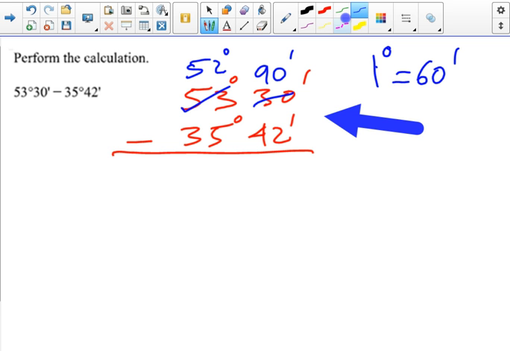Now I can subtract. So 42 from 90, let's see, up to 45 is 3, 4, 5, 6, 7, 48, I believe. Yep. So we're going to have 48 minutes, and then 35 from 52. 5 from 12 is 7, I believe. Yep, that's right. And then 3 from 4 is 1, so 17 degrees, 48 minutes. It's arithmetic, so check me. If I'm wrong, you'll have to forgive me.